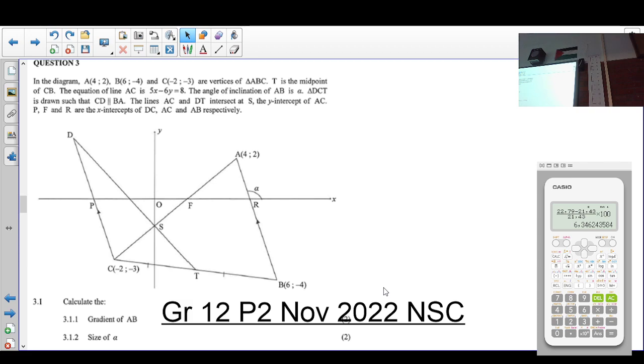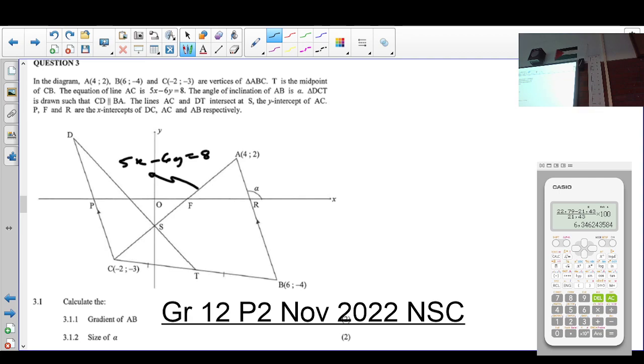The equation of line AC follows the formula 5x - 6y = 8. The angle of inclination of AB is alpha, as marked there. Triangle DCT is drawn such that these lines are parallel, so co-interior angles are equal there.